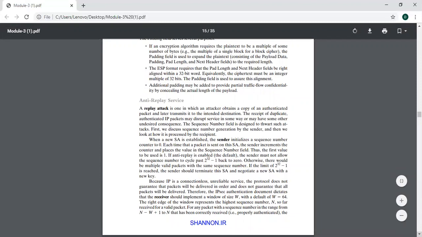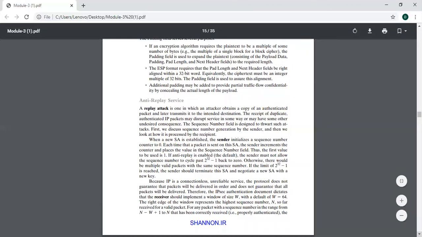Next is the anti-replay service. So what does a replay attack mean? A replay attack is one in which an attacker obtains a copy of an authenticated packet and later transmits it to the intended destination. So anti-replay service means avoiding such copying of an authenticated packet.